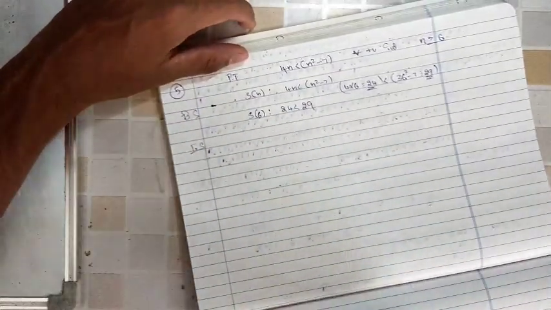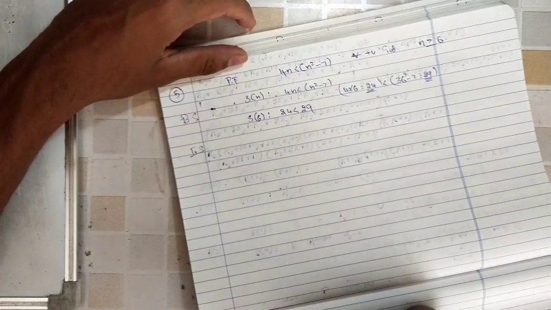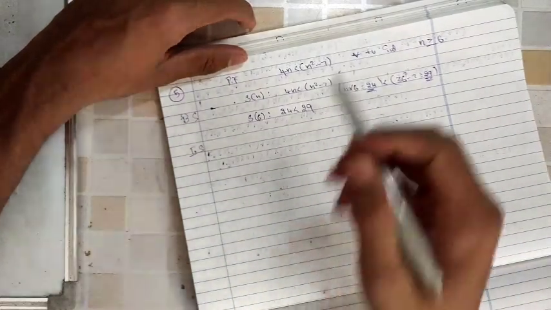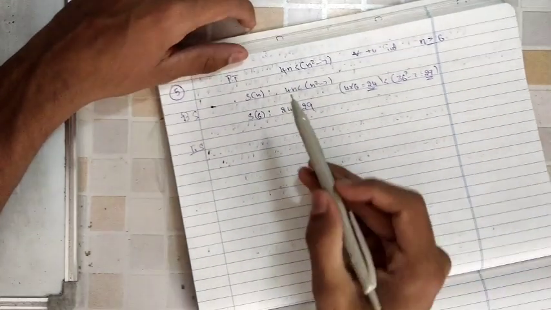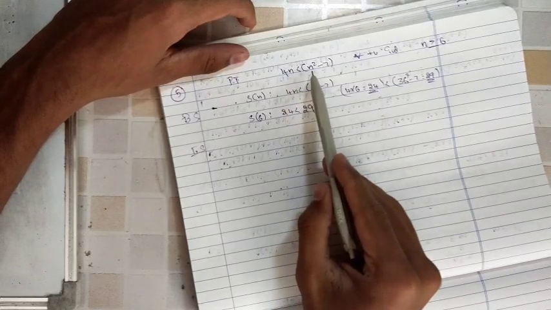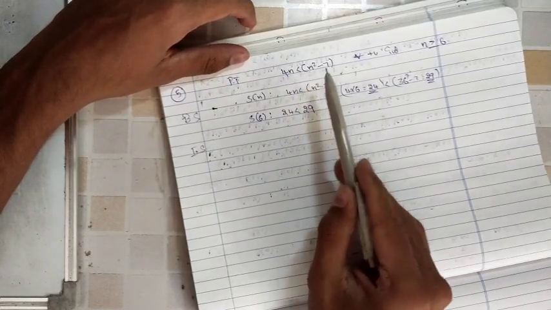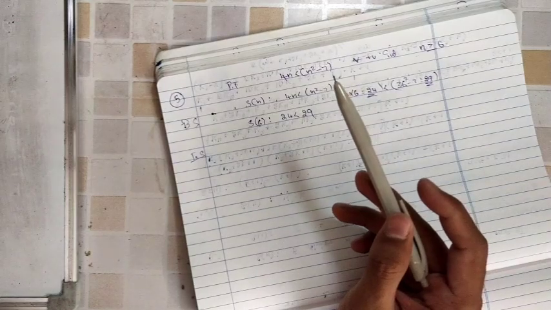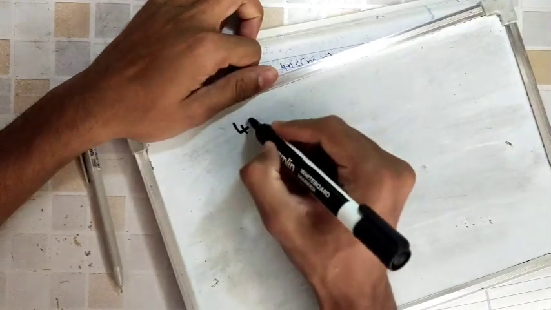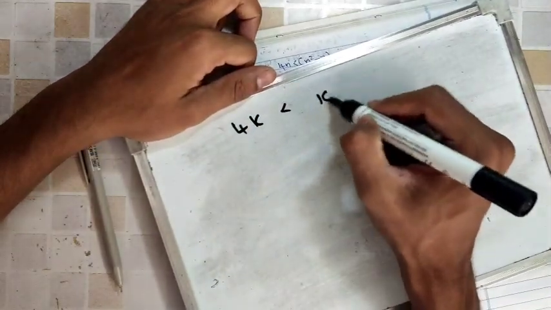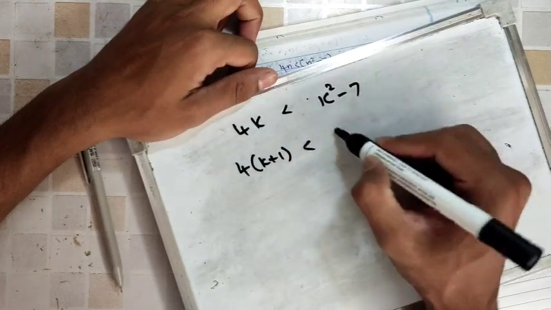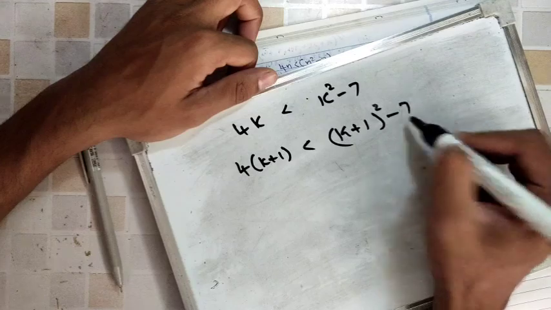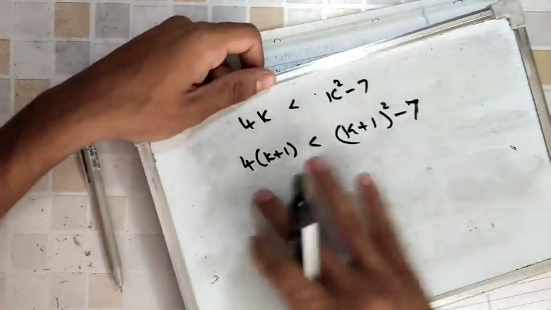I should take s of n plus 1, right? So the final answer also you can predict, s of n plus 1. So first I have to take 4k, then here you can simply assume, right, 4 into k plus 1 should be less than k plus 1 the whole square minus 7. Okay, that should come. Just remember that. I will just tell again: every time your answer should be in terms of s of k plus 1. You have 4k less than k square minus 7. So it should come, right? 4 into k plus 1 should be less than k plus 1 the whole square minus 7. Your final answer should be in this format.